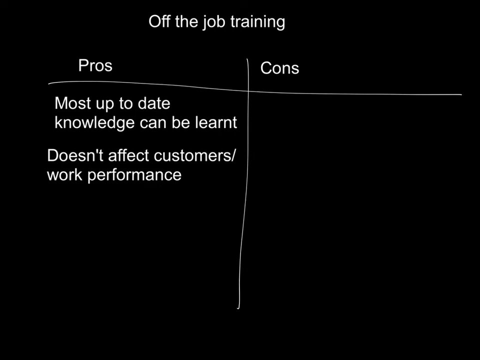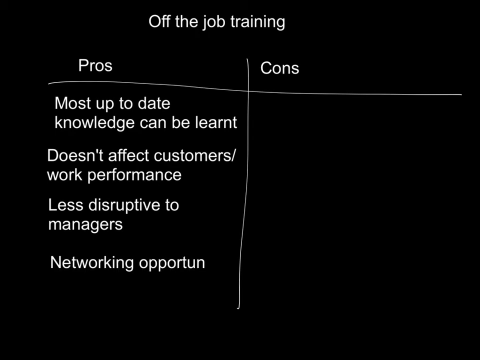It's also less disruptive to managers. Your managers and supervisors are not involved. You're off in a separate place getting special expert training from some expert trainer. It doesn't have any impact on the managers, so the managers can continue their work. And lastly, a major advantage is something that I'm going to call networking opportunities. Because with off-the-job training, you're likely going to go to, say, some sort of university classroom or some sort of center where you will meet like-minded employees from other companies.